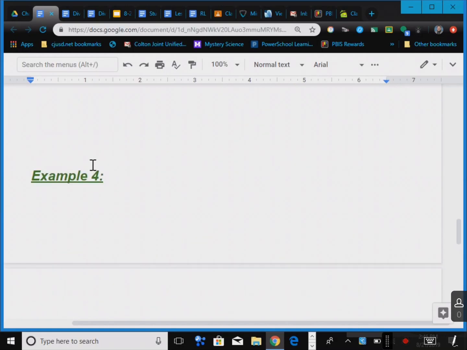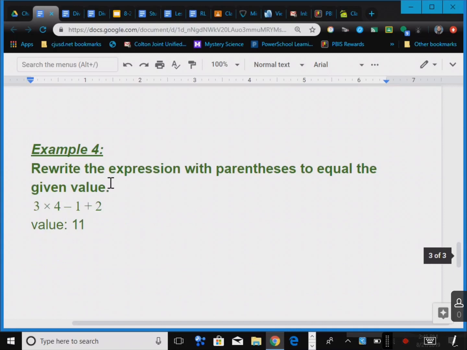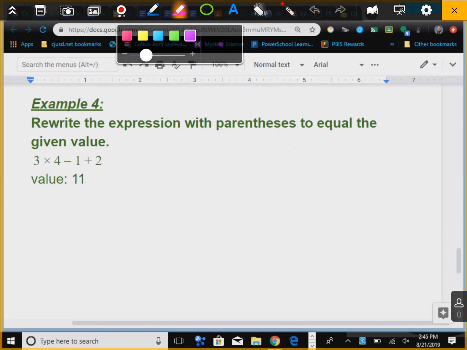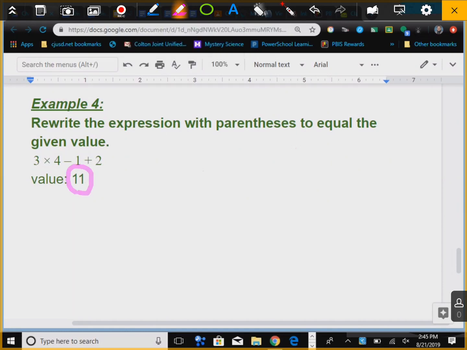Remember, I might not always tell you to pause, but once you see the example, you can go ahead and pause. So if you need to pause this right now, go ahead and do so. Number 4 is a little bit different. It's telling you to rewrite the expression with parentheses to equal the given value. So the value that they give us is 11. And we need to rewrite this equation so that it equals 11. Basically what it's asking is, put parentheses in there so that it equals 11.